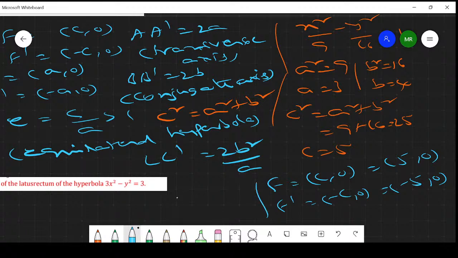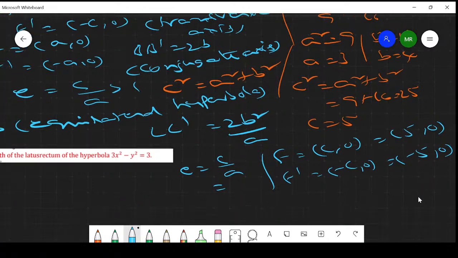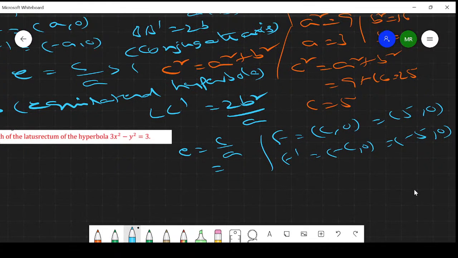They are asking eccentricity. e equal to c by a. What is the c value? Check that. When I take eccentricity equal to c by a, the c value we know is 5, the a value we got here is 3. So 5 by 3. Eccentricity is always more than 1, we know that. Equal to c by a, 5 by 3. We got 5 by 3, correct?